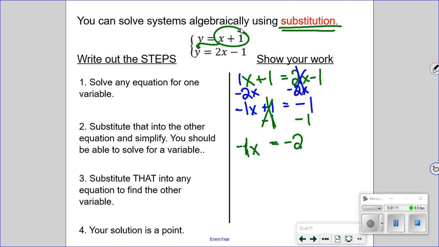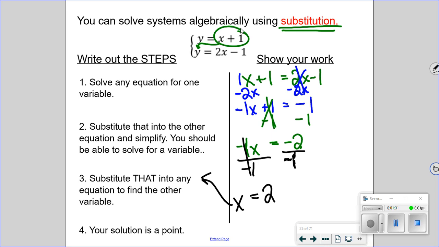X is still not all by itself, so divide both sides by negative 1. Cross it out. X equals 2. So if x is 2, that takes us to step 3. Substitute that into any equation to find the other variable.